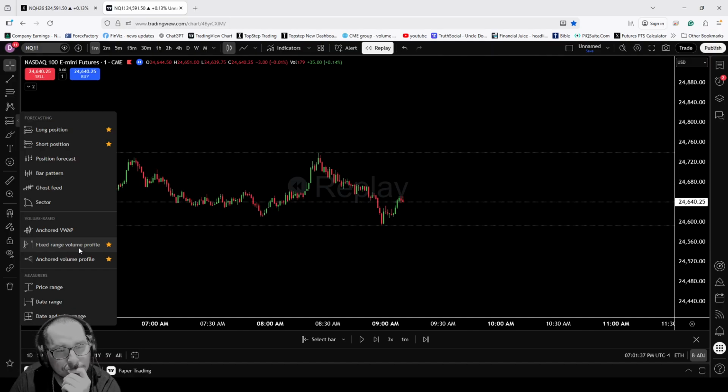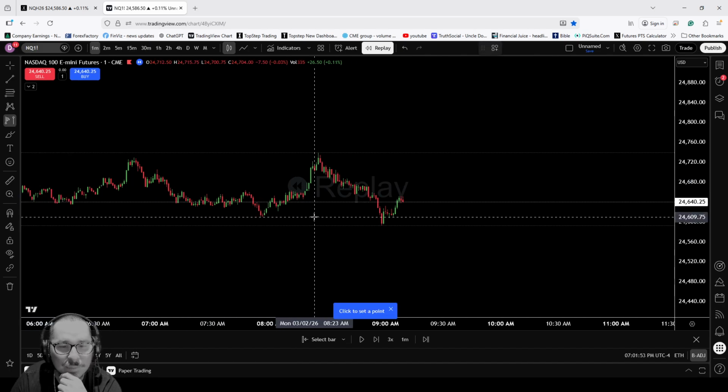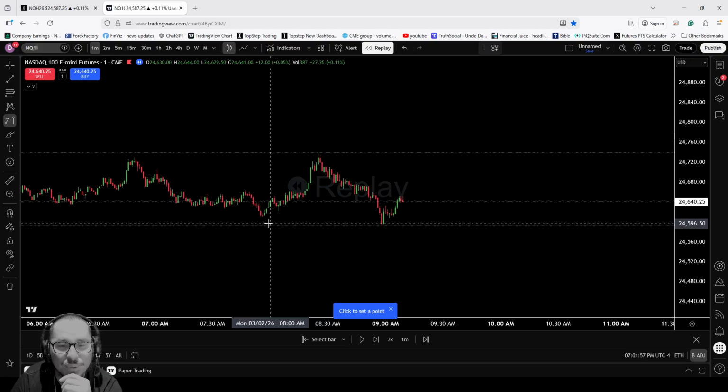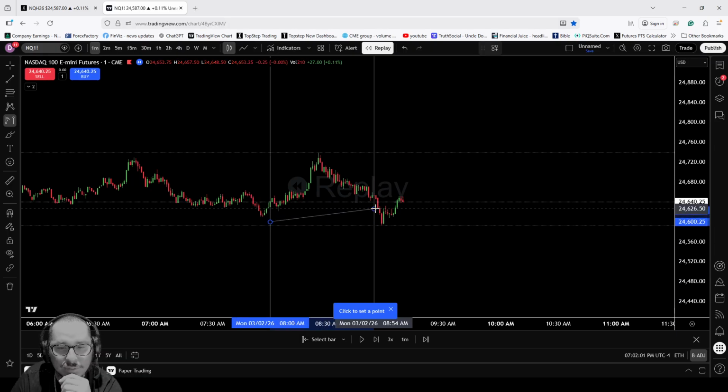It's right here. I'm literally pointing at it for you. Oh my God. Wait, hold on. Let me zoom in. Sorry. Fixed range volume profile. And that's from 8 a.m. to what? To 9 a.m. So you basically put it on the chart from 8 a.m. all the way to 9.